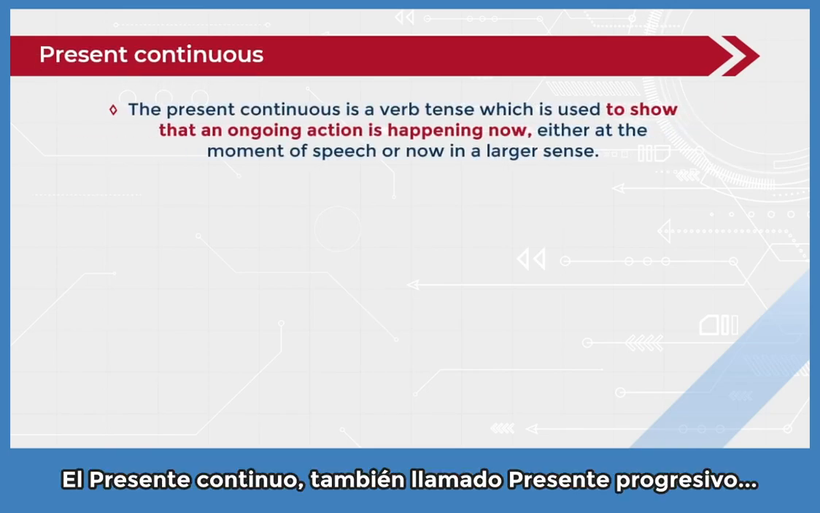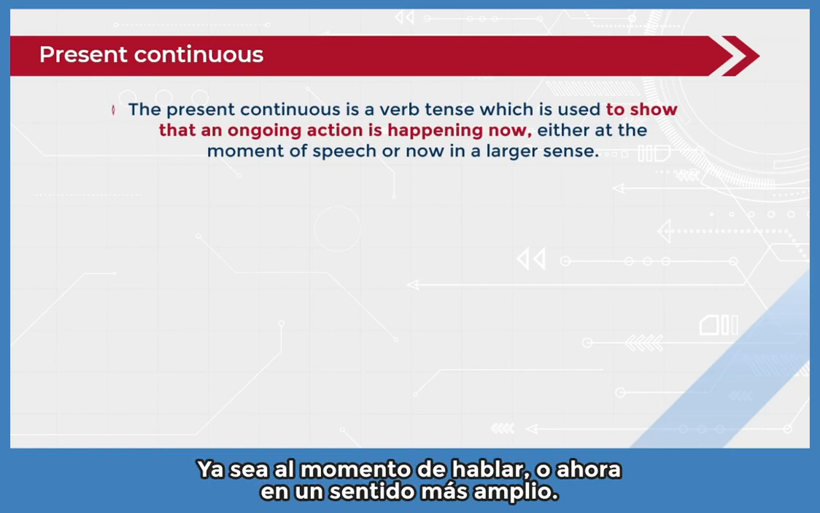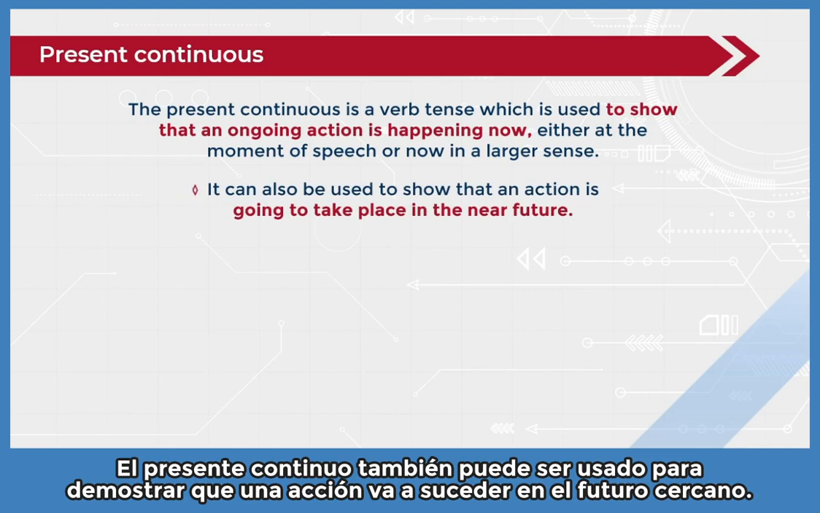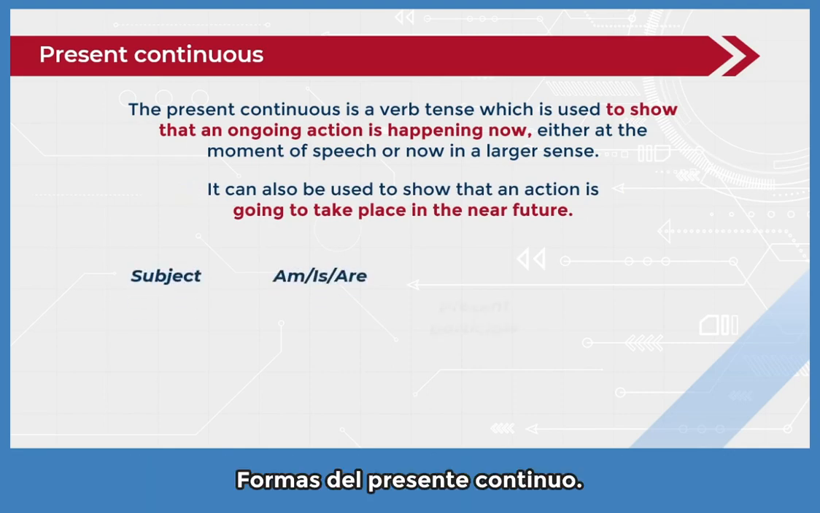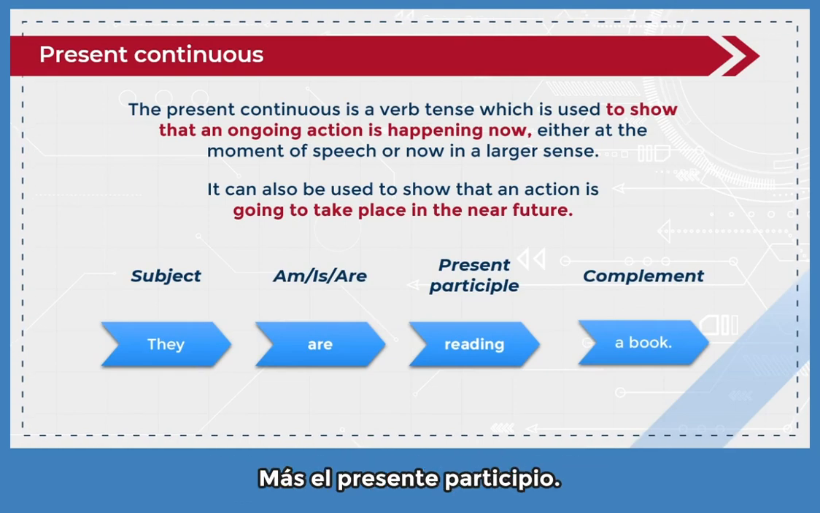The present continuous, also called present progressive, is a verb tense which is used to show that an ongoing action is happening now, either at the moment of speech or now in a larger sense. The present continuous can also be used to show that an action is going to take place in the near future. Present continuous forms. The present continuous is formed using the verb to be, is, are, plus present participle.